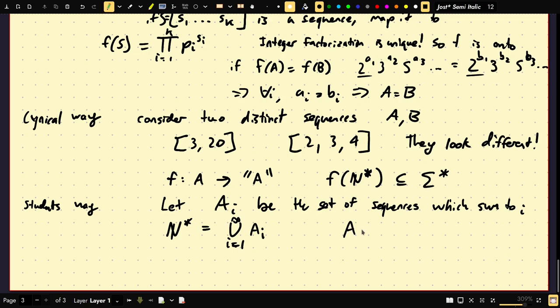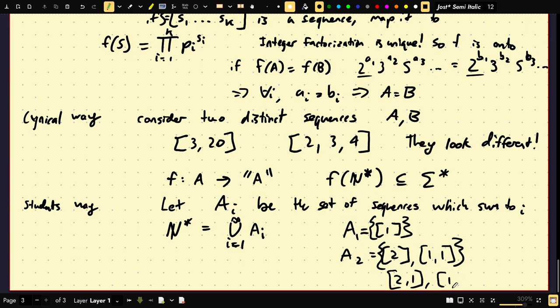So A1 equals just the sequence 1. But then A2 would equal what? We have 2, and 1 comma 1. So these are sets. I guess that's it for that one. For A3, there would be 3, 2 comma 1, 1 comma 2, and 1 comma 1 comma 1, and so on. So we have a countable union of finite sets, so it's countable.